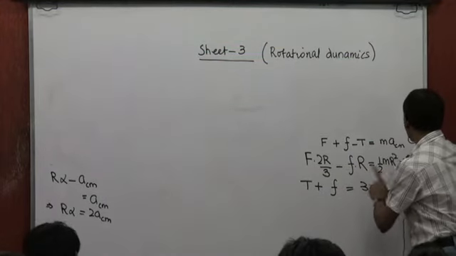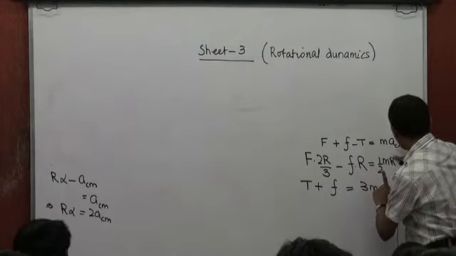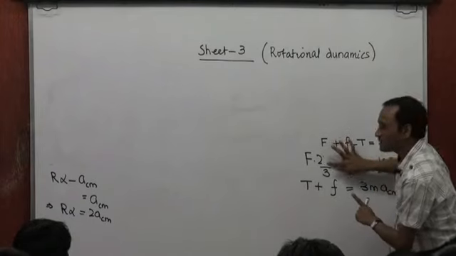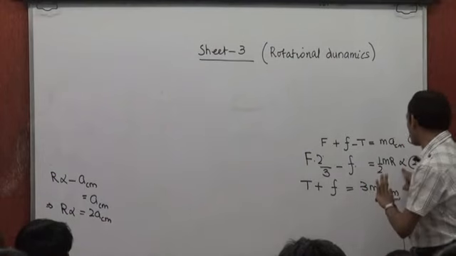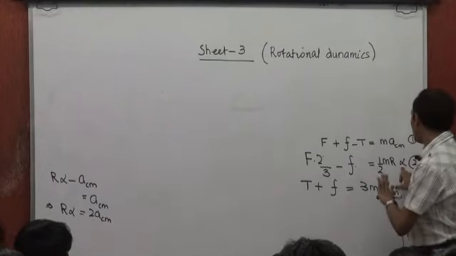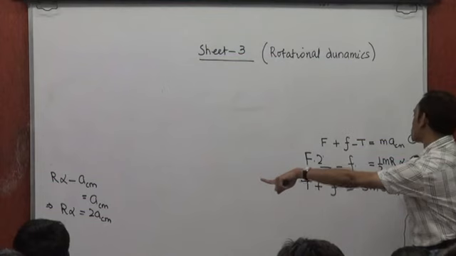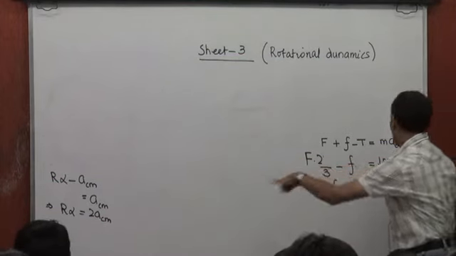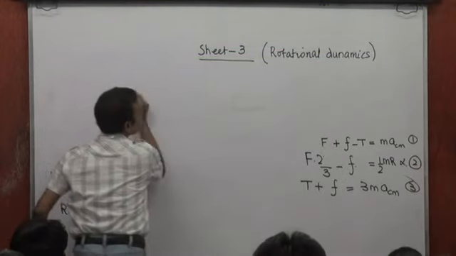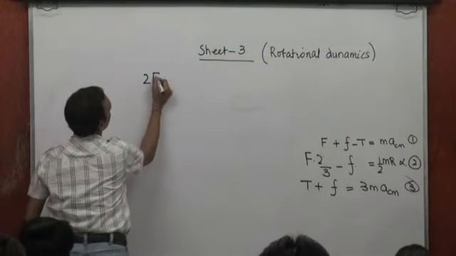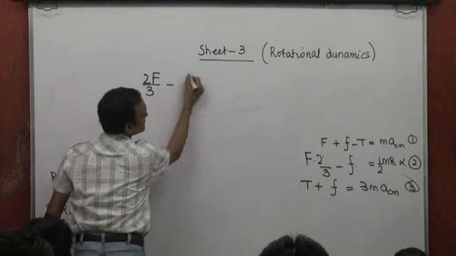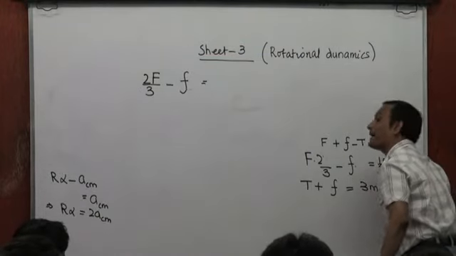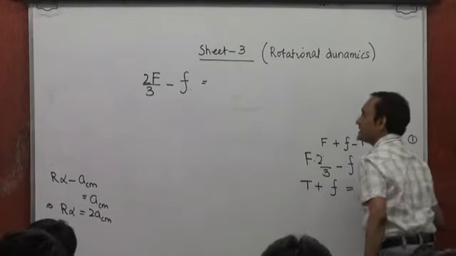In equation 2, you could just do some tweaking. This R would get cancelled with this R. First thing, let me get rid of alpha, which appears only here, right? And this R alpha I can write as 2ACM, yes or no? So then this equation 2 could be rewritten as 2F by 3 minus small f, and write this R alpha as 2ACM. So this will become MACM.